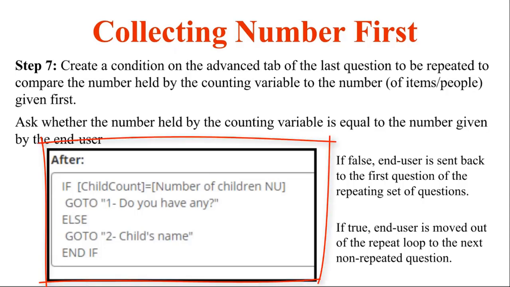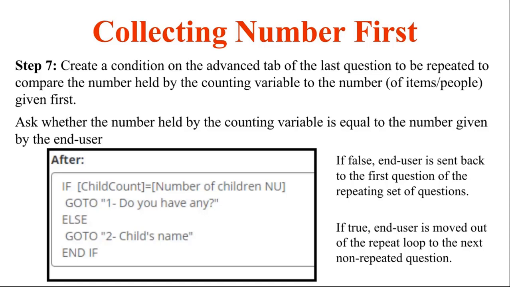So if child count equals number of children, so they've gone through the loop the number of times they said they had to go through the loop, I want to send them to a question called 1-do you have any, so move them out of the loop into the next section.